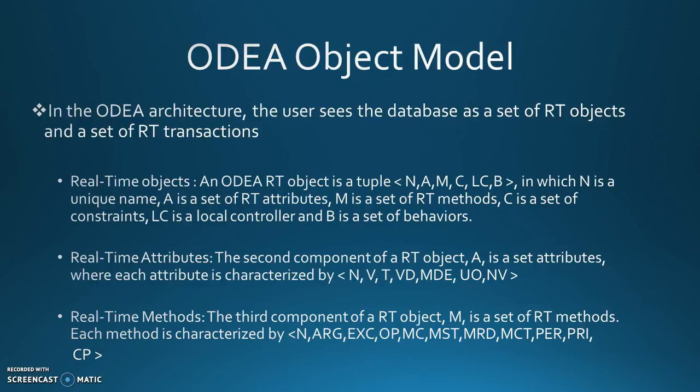And the attributes, the real-time attributes, the second component of a real-time object, A is a set of attributes where each attribute is characterized by N, V, T, V, D, M, D, U, O, and V. If you look into the architecture, or later when it comes in the diagram, you will be clear on that on the diagram. So real-time methods: the third component of a real-time object, M, is a set of real-time methods. Each method is characterized by these components here.